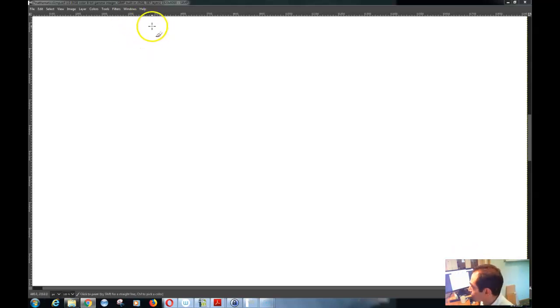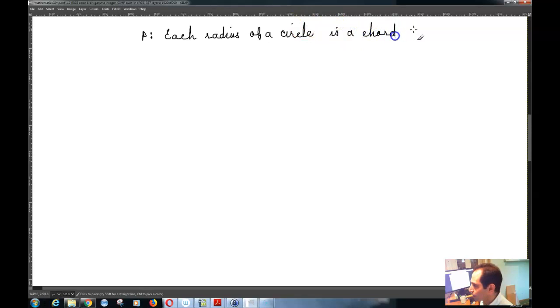Okay. So, for example, let's say that you have this. There is part 1 of this question. There is a statement P, which says each radius of a circle is a chord of a circle. Of course this is false.